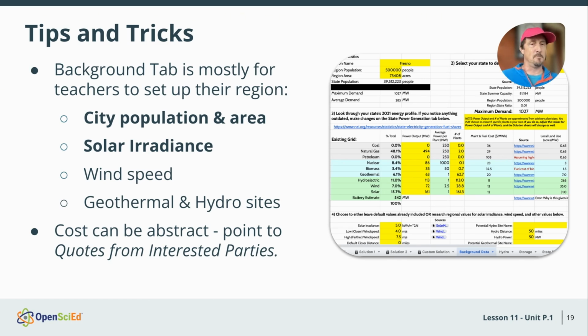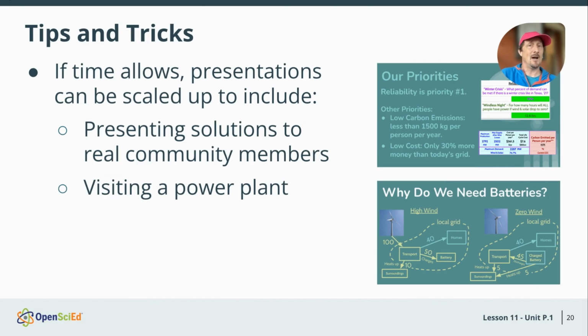Less important, but still possible to consider. Wind speed is different in different areas. Geothermal plants and hydroelectric dams can only be built in certain regions. So there are maps and other resources here for customizing the sheet that you give to students. If time allows, this project can be scaled up to include presenting solutions to real community members, or visiting a power plant, or asking a representative from electric utility to come in and answer students' questions. All of this takes time, but it can be very engaging and meaningful for students to see that these decisions that we've been talking about are very, very real.